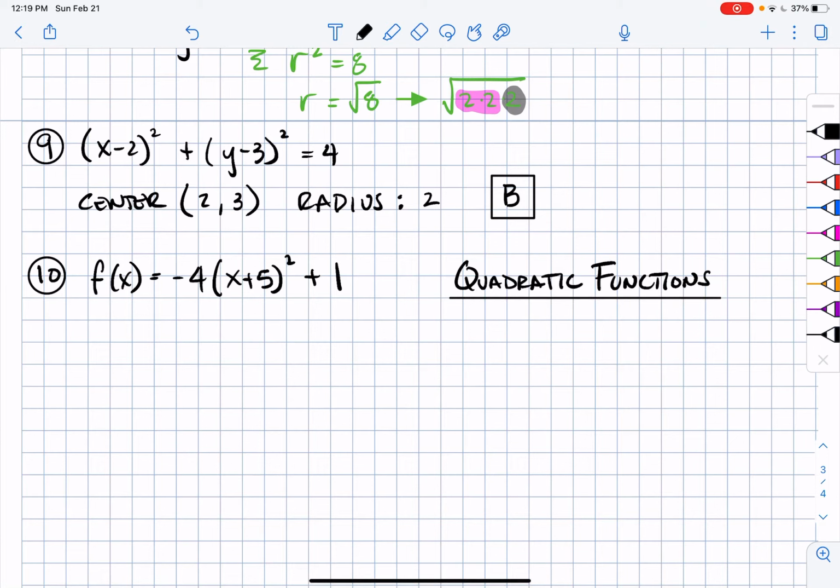Okay, so quadratic functions says this, that f of x is equal to a times x minus h squared plus k, assuming that a is not equal to 0. Okay, so again, this h and k shows up again. Well, what the heck does that mean? And what does the a mean? Okay, so the a is this.